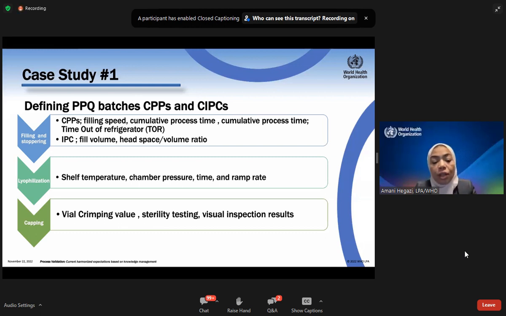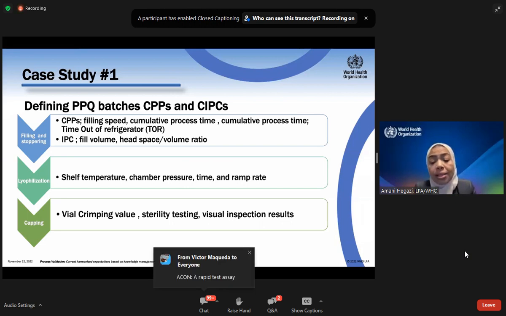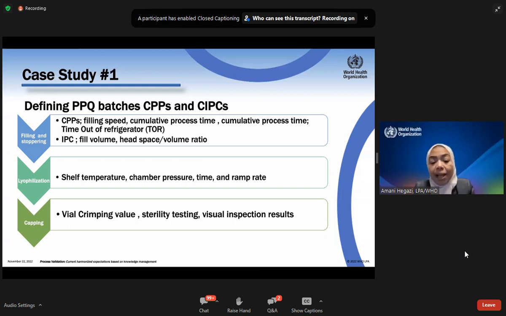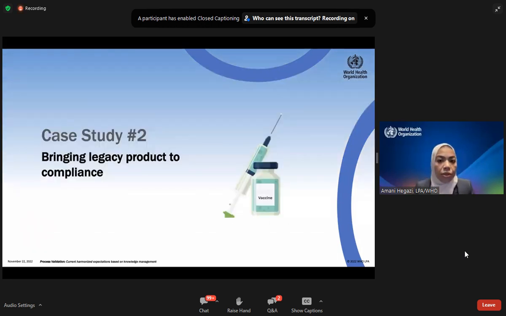After that, it goes for the lyophilization, where the shelf temperature is a critical process parameter to ensure homogeneity of the temperature, along with chamber pressure, time, as well as the ramp time. And certainly at the end, we measure the moisture content. Capping: here we measure vial crimping value, sterility testing to ensure container closure integrity, and visual inspection results to sort out any defective unit of the produced batch.